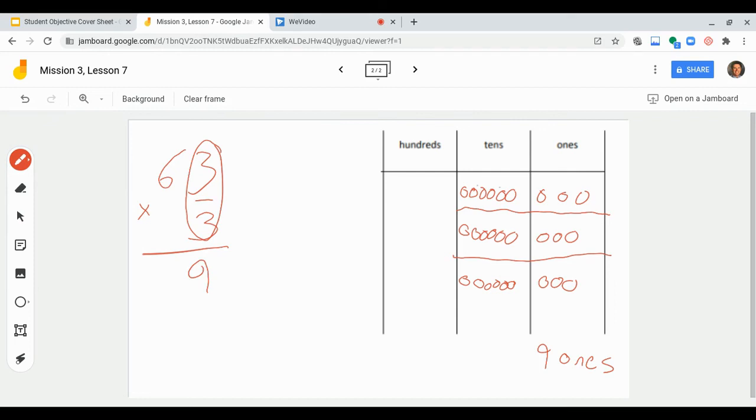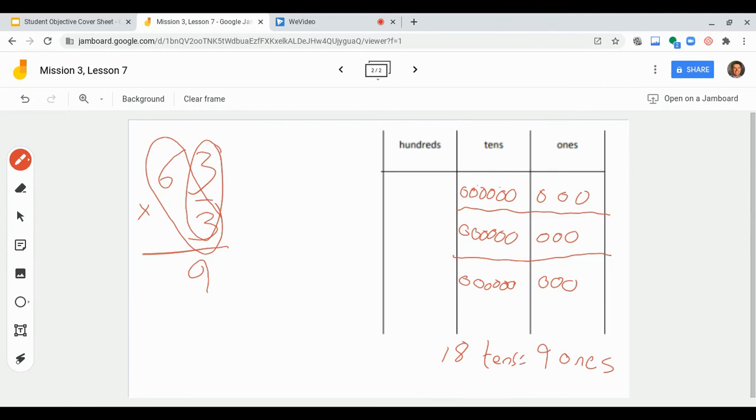But now I need to look at the tens. And I had 3 rows of 6 tens. Well, let's see how many I ended up with there. I had 1, 2, 3, 4, 5, 6, 7, 8, 9, 10, 11, 12, 13, 14, 15, 16, 17, 18. I had 18, but 18 what? 18 tens. Now, I need to ask myself, what does 18 tens equal?